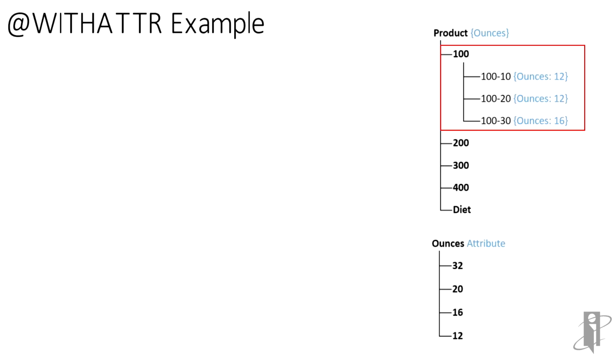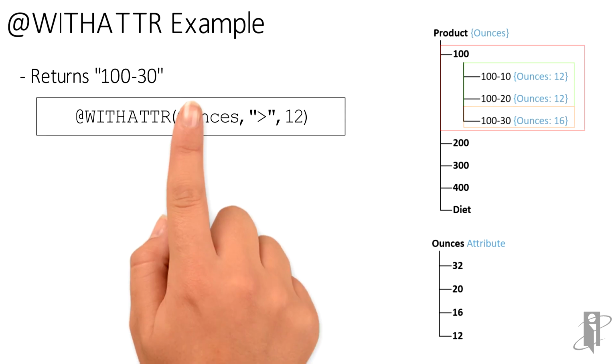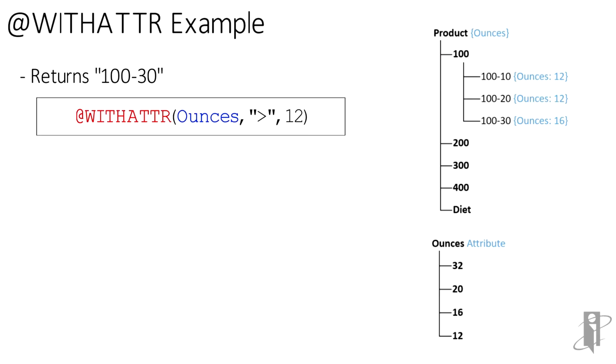In our example here, product is our base dimension. I'm only showing the children of product 100, which is colas, for now. So notice that 110 and 120 come in 12-ounce sizes, take that, metric system, and 100-30 comes in 16 ounces only. So if I say @WITHATTR ounces greater than 12, well, the only one in our diagram here is 16, it's going to return that product, 100-30.